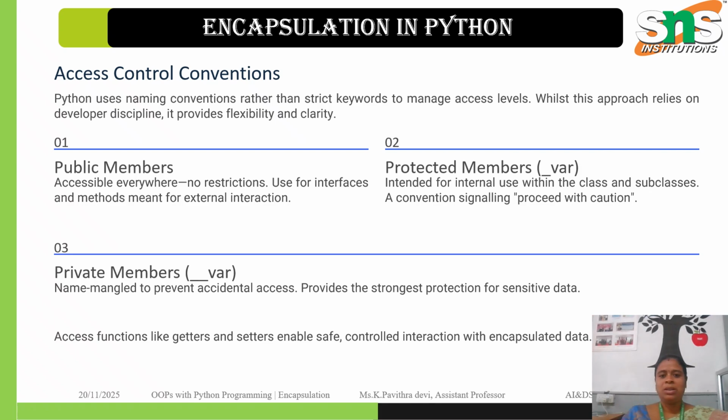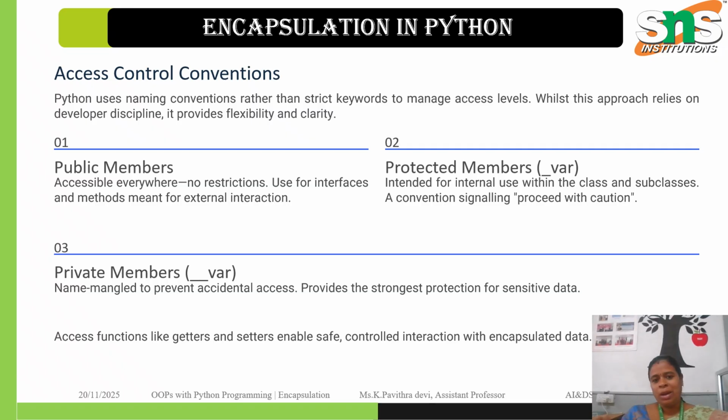Next one, encapsulation in Python. Encapsulation in Python is achieved using public member, protected member, and private member. A public member is accessible anywhere in the program. A protected member, that is _variable, is accessible within the class and its subclasses. A private member, __variable, is accessible only within the class.